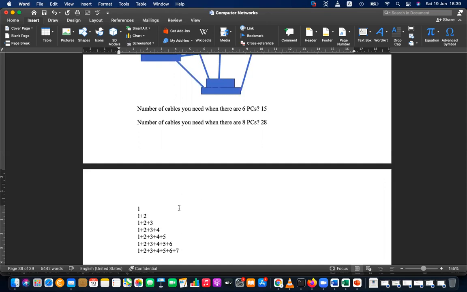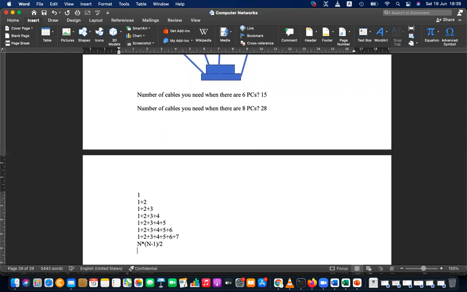Right? This is how you calculate the number of cables. So there's an easy way of doing that. You can say n into n minus 1 divided by 2. Is it correct? If you have n number of pieces, say 5 pieces, 5 into 5 minus 1 is 4, divided by 2 is 2, 2 into 5 is 10. Correct, right?